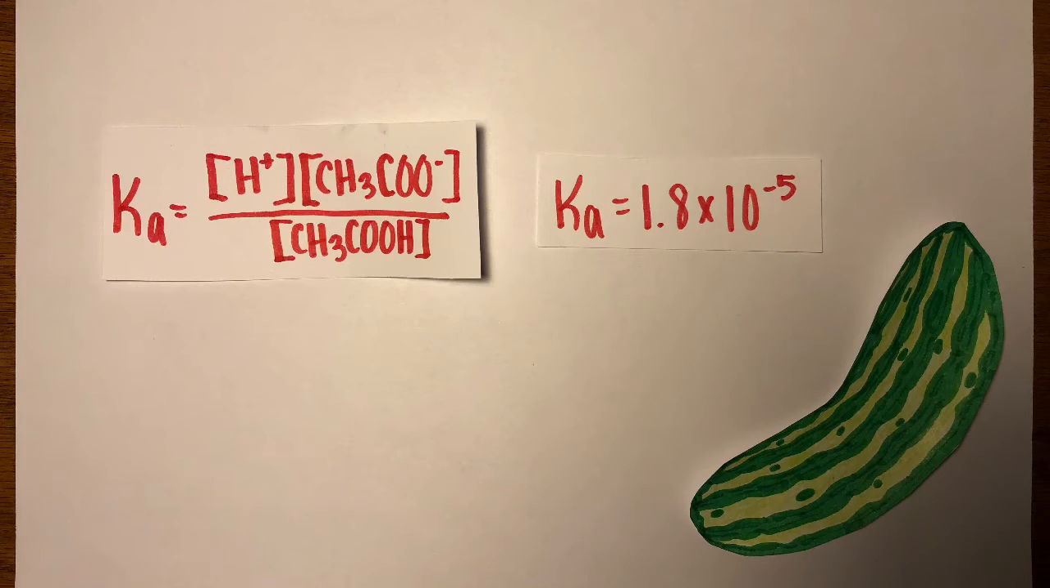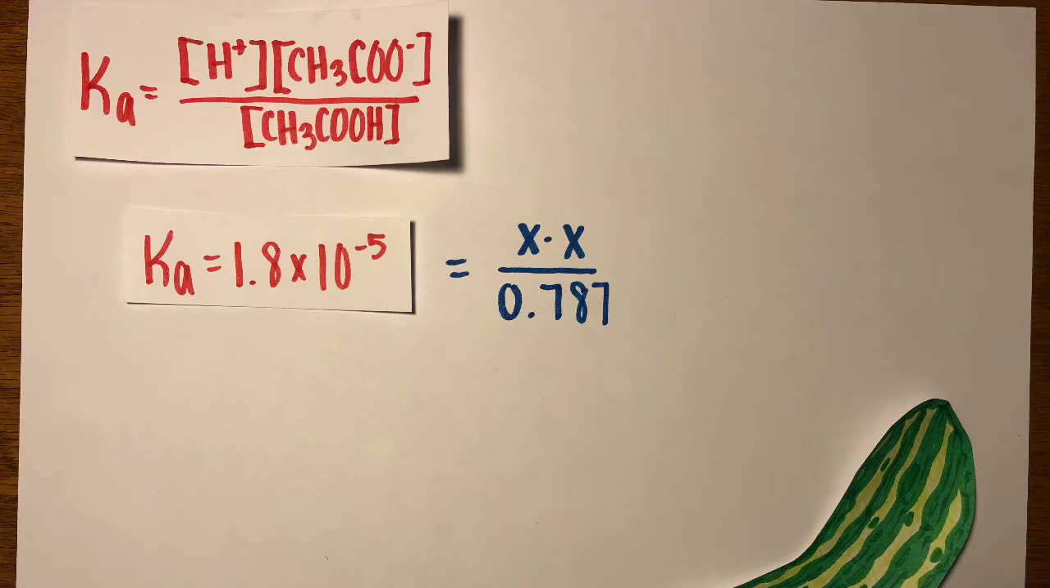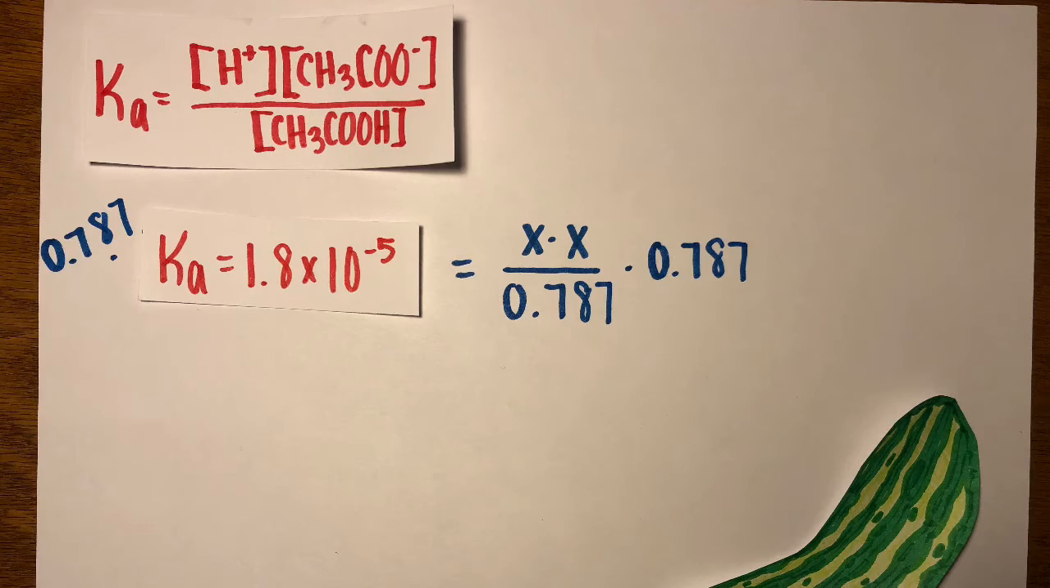Acetic acid has a Ka of 1.8 times 10 to the negative fifth. We can plug in information from our ICE box into the equilibrium expression. The products will be on top and the reactants on bottom. Now we solve for X.